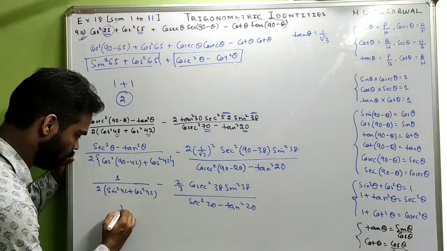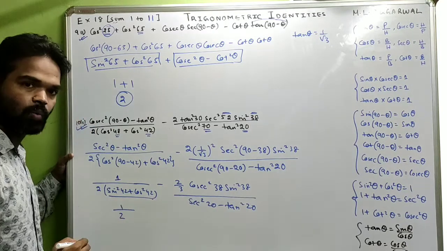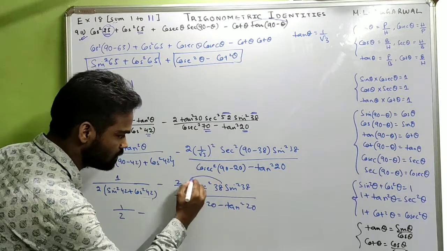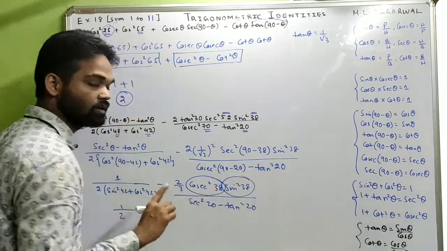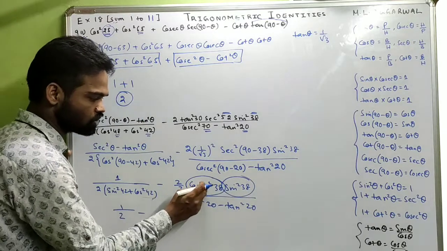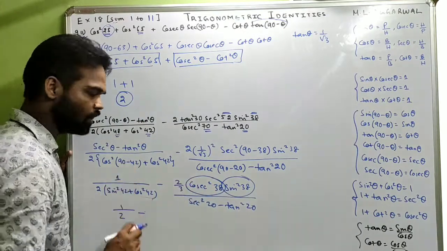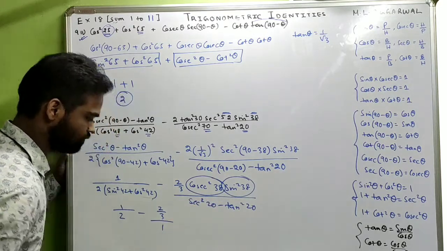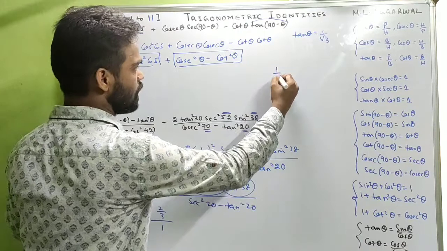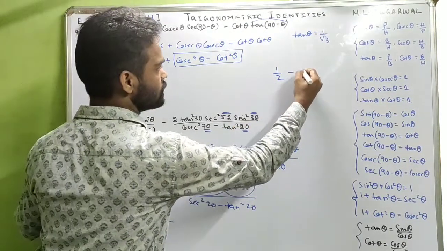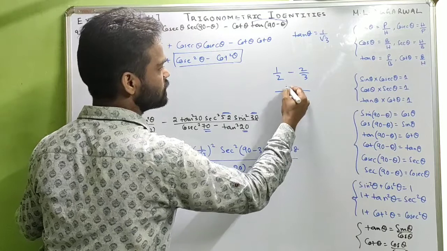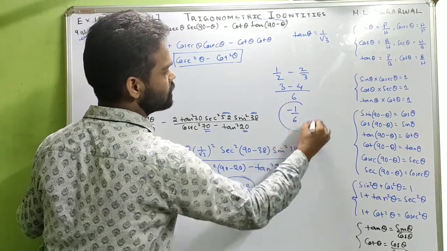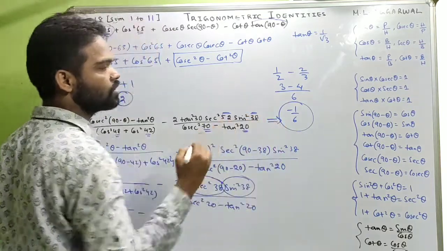Now look carefully. This is 1 by 2 because sin square theta plus cos square theta is 1. Minus this: cosec theta and sin theta are reciprocal to each other, so cosec square theta multiplied by sin square theta will give you 1. So 2 by 3. And sec square theta minus tan square theta is 1. So what do you get? You get half minus 2 by 3. The LCM is 6. That's 3 minus 4, that's minus 1 by 6. So your answer is minus 1 by 6.